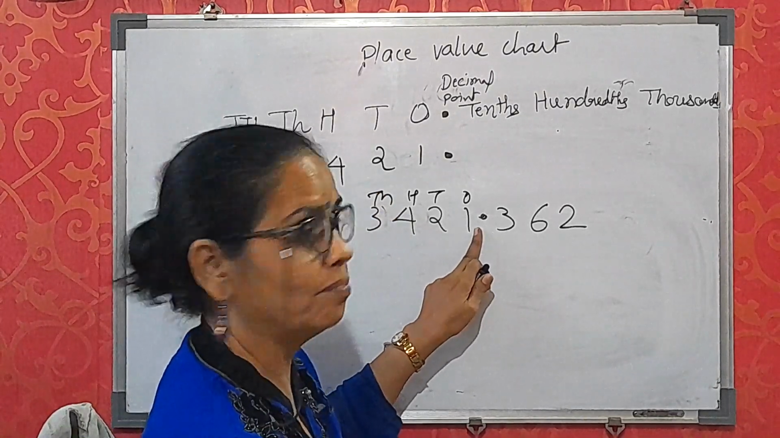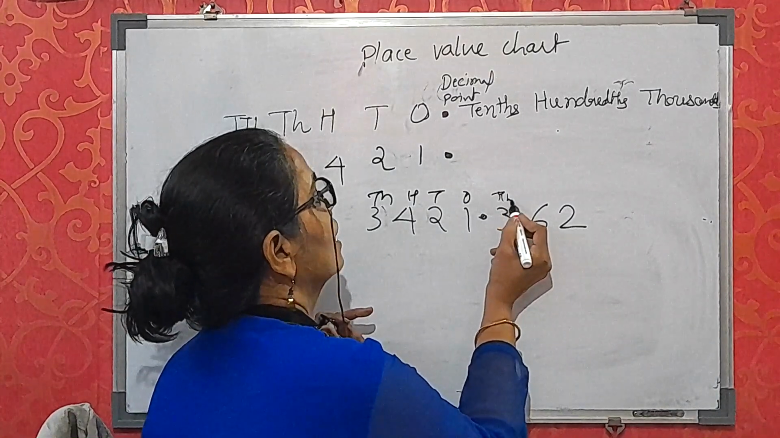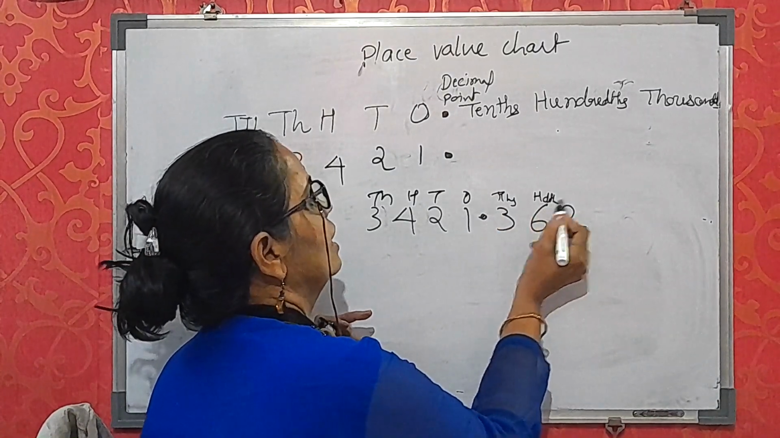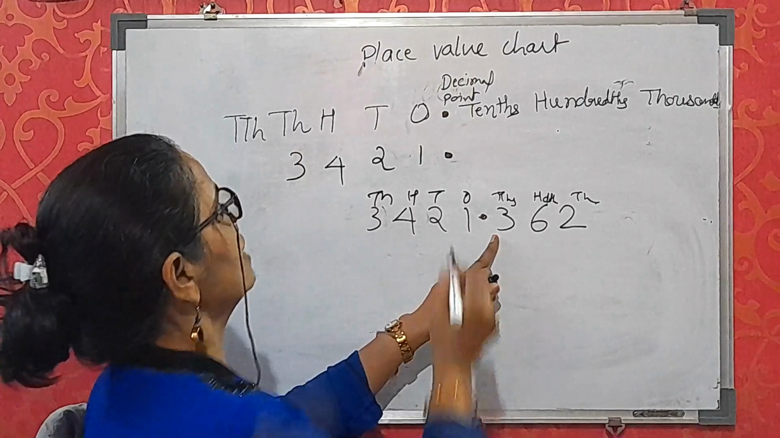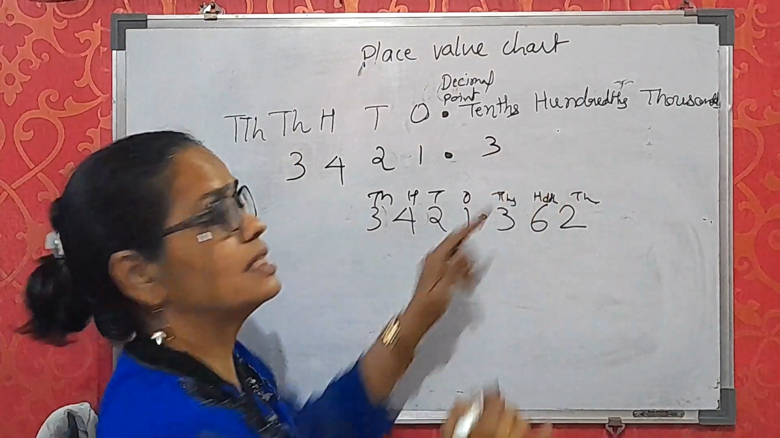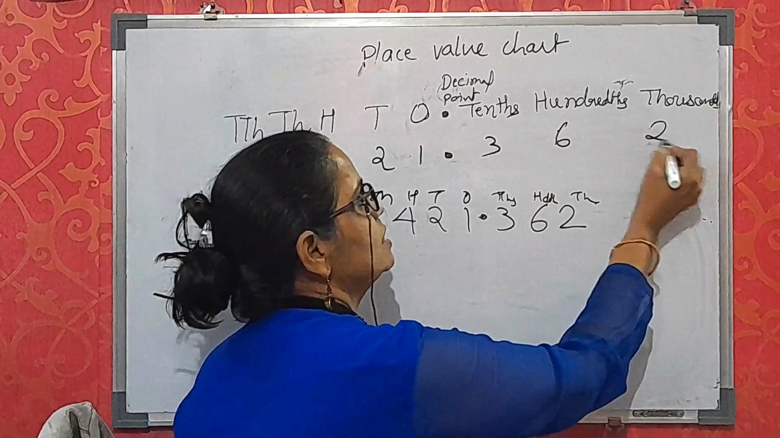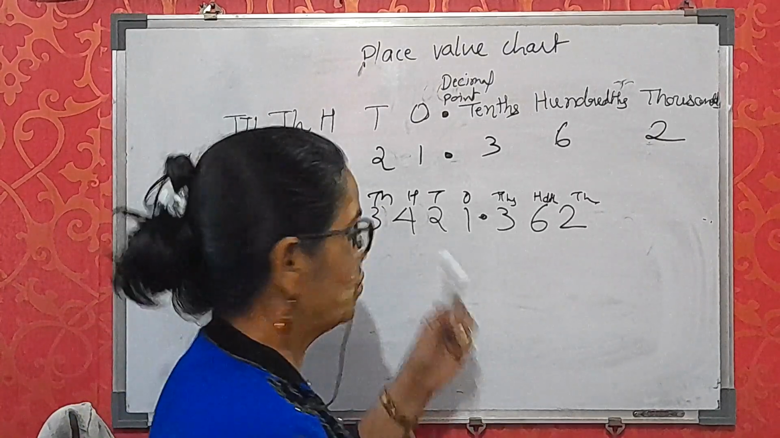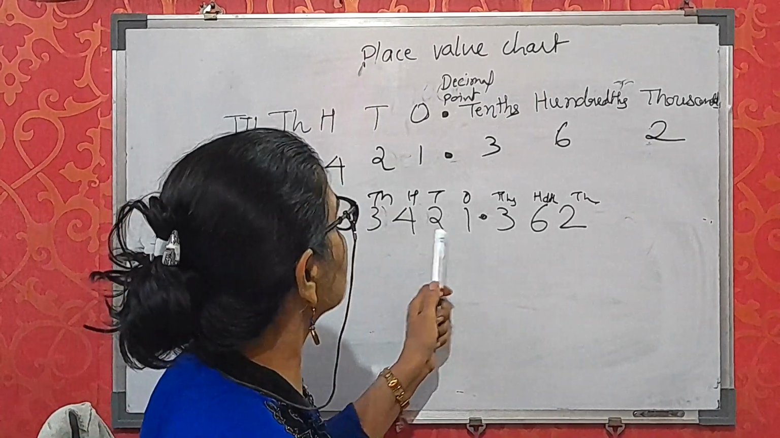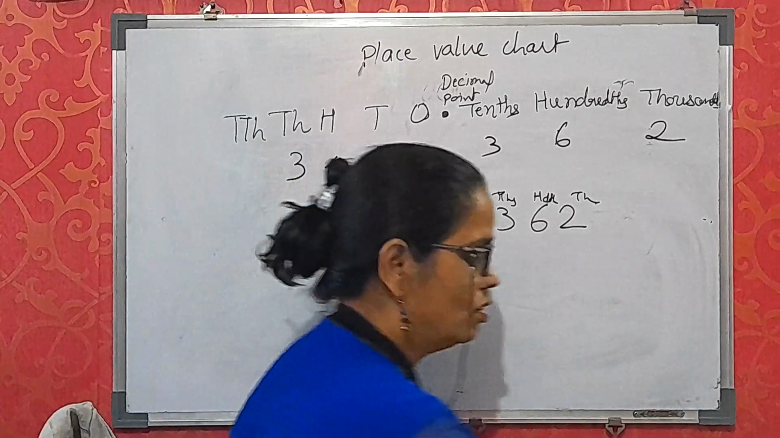After the decimal point, it would be tenths, hundredths, thousandths. Then tenths place 3, hundredths place 6 and thousandths place 2. So this way you can place a decimal number in the place value chart.